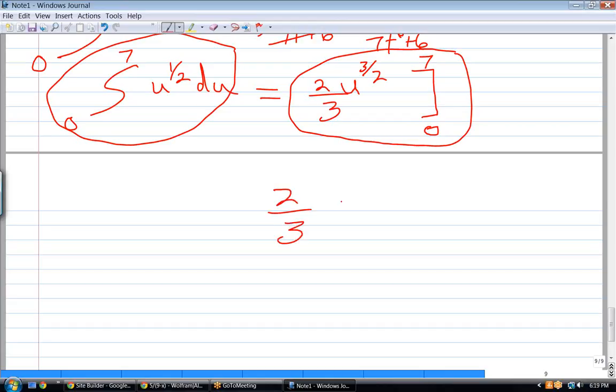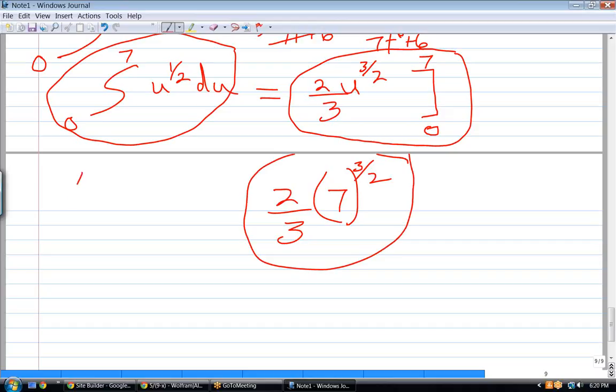14 root 7 over 3. How'd you get 14? That's just what the answer is. Oh, that's the correct answer. Okay. See if this is equal to that. I thought you had multiplied the 2 times the 7. Well, what was your answer again? Let me write it down. 14 root 7 divided by 3.